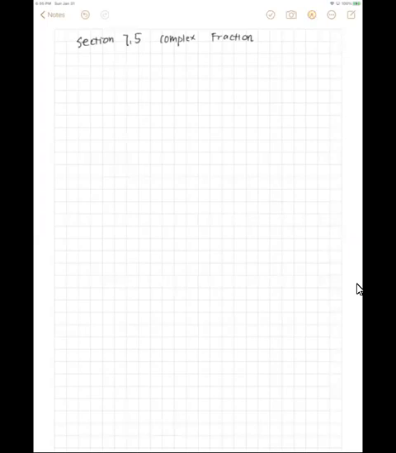Okay, so what is a complex fraction? If you see something like 3 minus 1/4 over 5 minus 5 over 6 plus 1/2, oh wow, this is a fraction with fractions. Don't freak out when you see that.